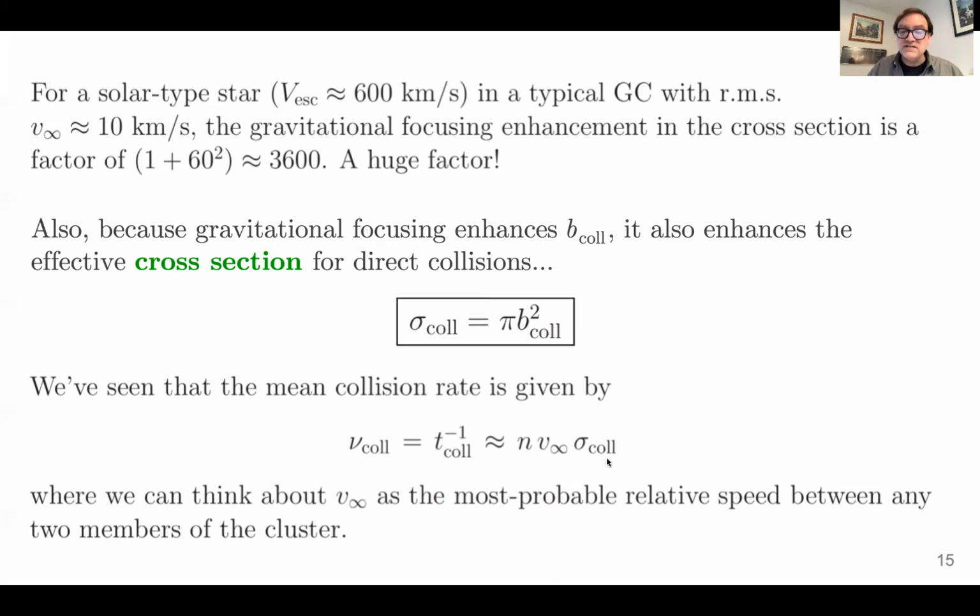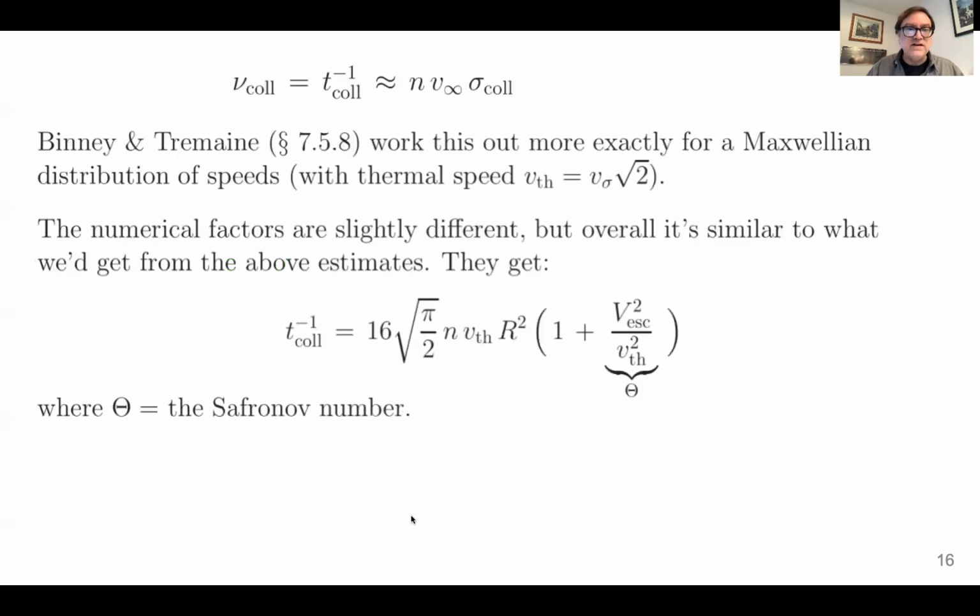Of course, you see that these things eventually give you a 1 over time type quantity. And we can think of this V infinity as just the most probable relative speed, maybe the thermal speed of randomly moving stars in a cluster or a galaxy. So now this has given us an expression for the collision rate. Now, you could go through and do this more exactly if all the stars weren't just at a constant speed difference between them. Say if you had a Maxwellian distribution of speeds, Binney and Tremaine works that out, and you basically replace this V infinity with the thermal speed with some other factors out front. You essentially get the same thing. You get some numbers times a number density times the thermal speed.